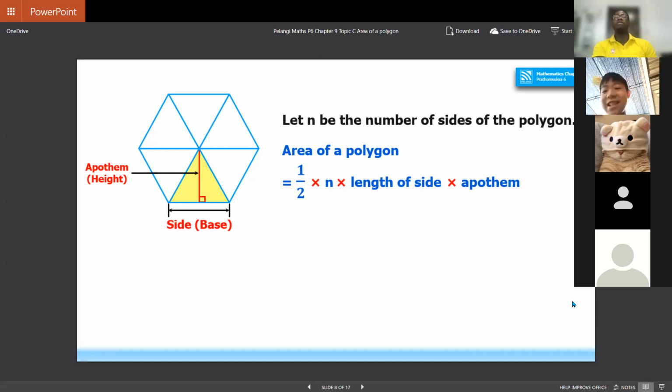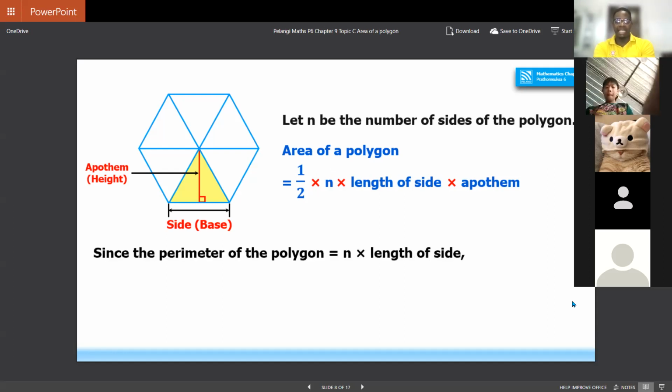Okay. Please also remember we have 2 formulas for area of a polygon. This is one of them. The other one is way easier. That is just 1/2 times perimeter times apothem. Okay, we'll get to that one later. Okay, here we go.